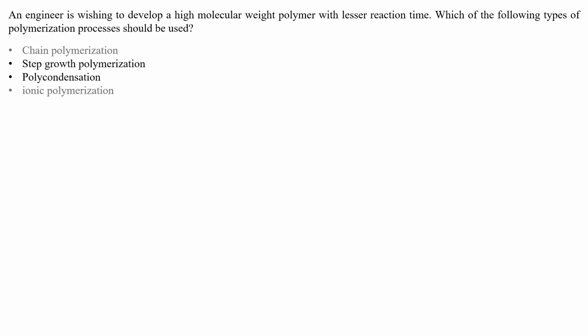Next we have: an engineer is wishing to develop a high molecular weight polymer with lesser reaction time. Which of the following types of polymerization process should be used? So we have four processes here, and you can see that the third one is written as polycondensation. Polycondensation is a phenomenon which occurs during condensation polymerization. So we can rule that out because it's not a polymerization process. So effectively, we have three processes: chain polymerization, step growth, and ionic polymerization.